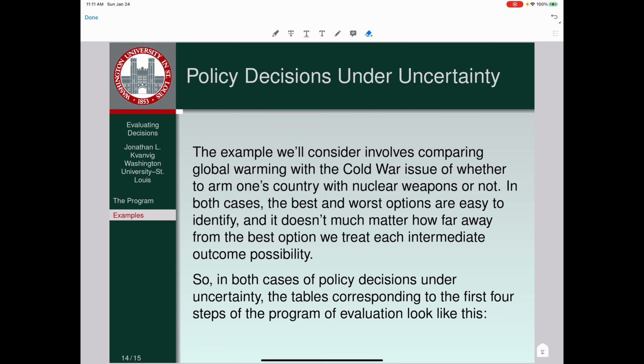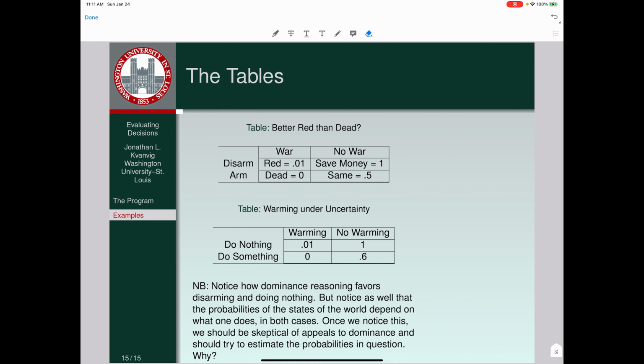Now, in both of these cases, the global warming and the Cold War question of whether to spend a lot of money making nuclear weapons, the best and worst outcomes are easy to identify, and it doesn't much matter how far away from the best option we treat each intermediate outcome. So in both cases of policy decisions under uncertainty, the tables corresponding to the first 4 steps of the program look like this.